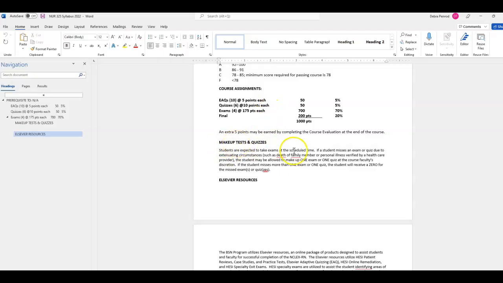So as far as makeup tests, if a student misses an exam due to extenuating circumstances, the student will be allowed to make up 1 exam. You're going to have to show that extenuating circumstances exist, such as death of a family member or personal illness that's verified by a healthcare provider. And once you show that proof, then you'll be allowed to make up one exam. And if you miss more than one exam, then you're going to receive a 0 for any other exams that you miss. Okay, so keep that in mind.